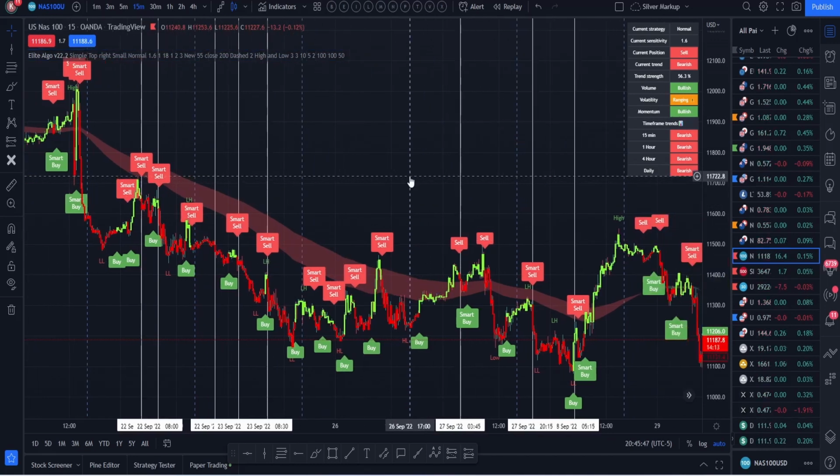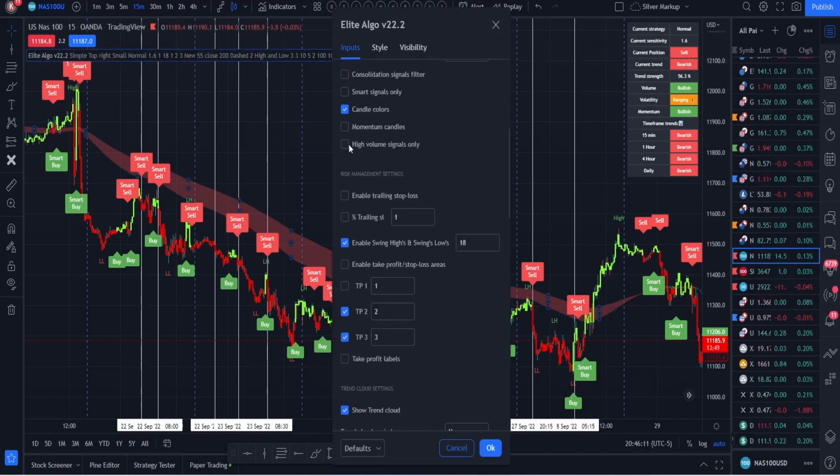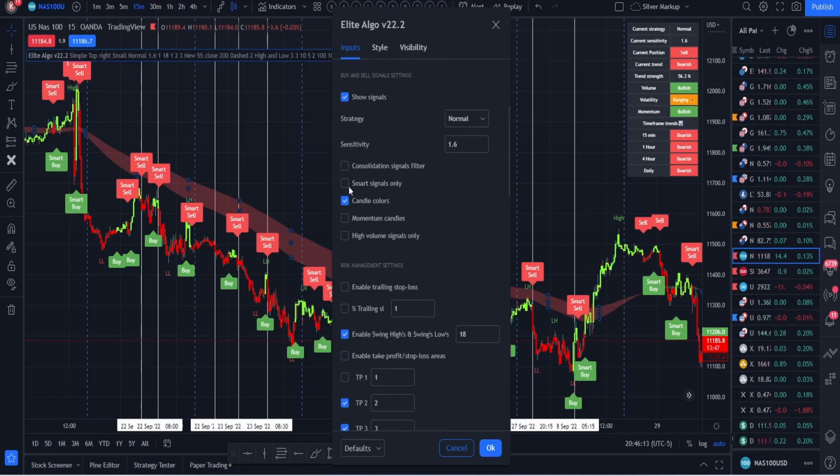And if you're new to market structure and don't really know how to trade it, I'll put a link in the video or a link on the top right card, and you'll be able to see exactly how to trade market structure. And it's the core component of how I personally trade. So combining market structure with this is a very, very effective way to use the Elite Algo system. So let's switch it back to normal so we can see where we like to go with the market.